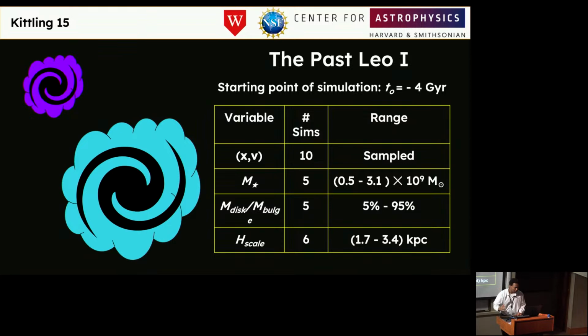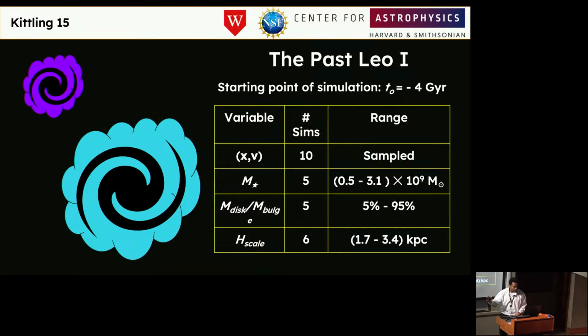Our starting point is 4 billion years ago, and we want to run a lot of simulations to catch the entire parameter space here. So essentially, we have 10 simulations where we vary the initial orbital parameters, which is the position and the velocity. We also want to vary the stellar mass. We predict the stellar mass assuming that it's on the M star relation. However, there's still some uncertainty related to that, so we varied that across 1 sigma. We also want to vary the disk to bulge mass ratio from like 5% to 95%, so basically from disk dominated to bulge dominated.